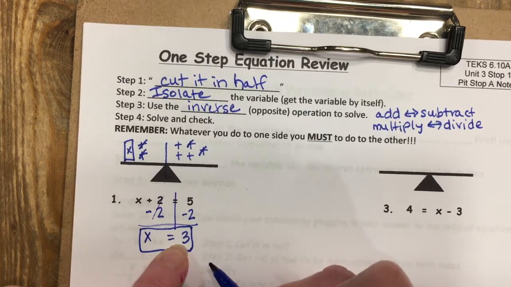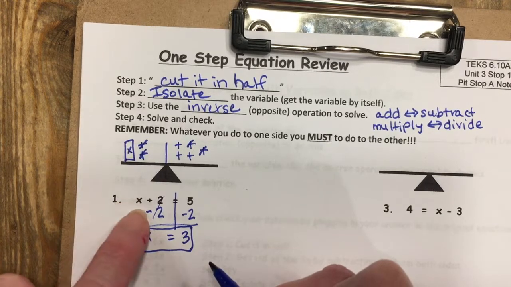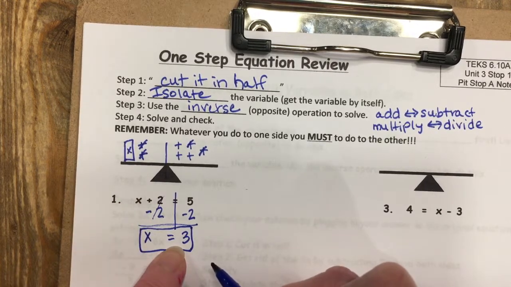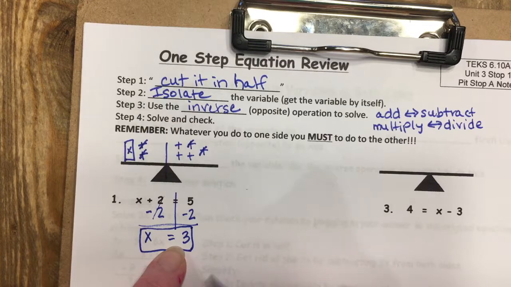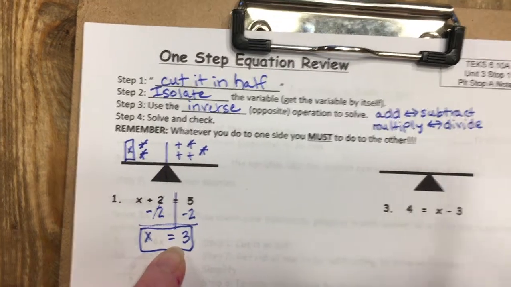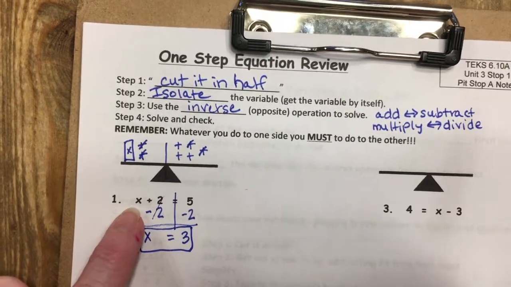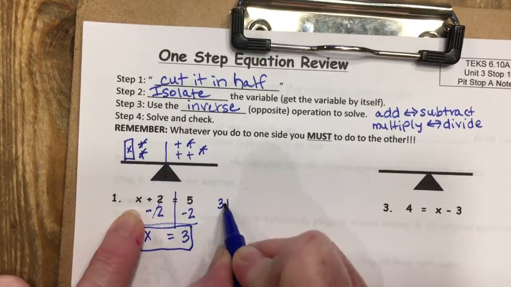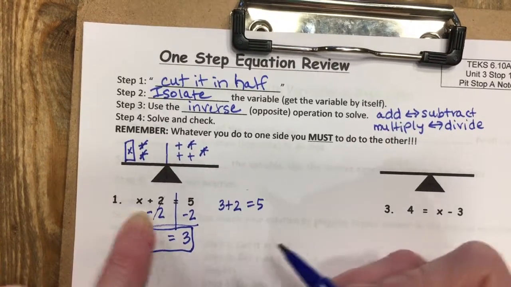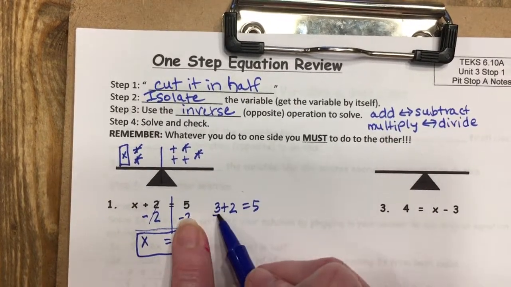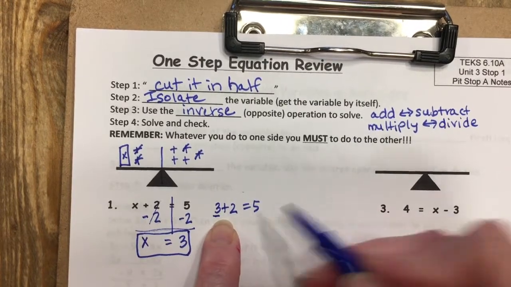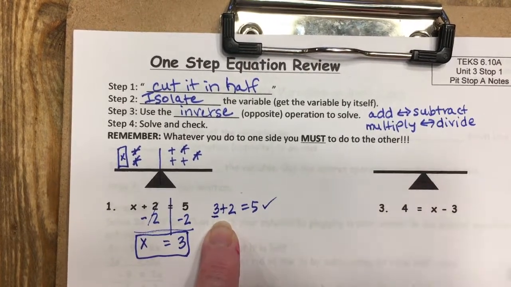Now you can always check your answers in an equation by plugging in your solution for the variable. So if I replace x with 3, then that would be 3 plus 2. And then is that equal to 5? So this is where I replaced x with 3. Yes, 3 plus 2 is 5, so this is the correct answer.